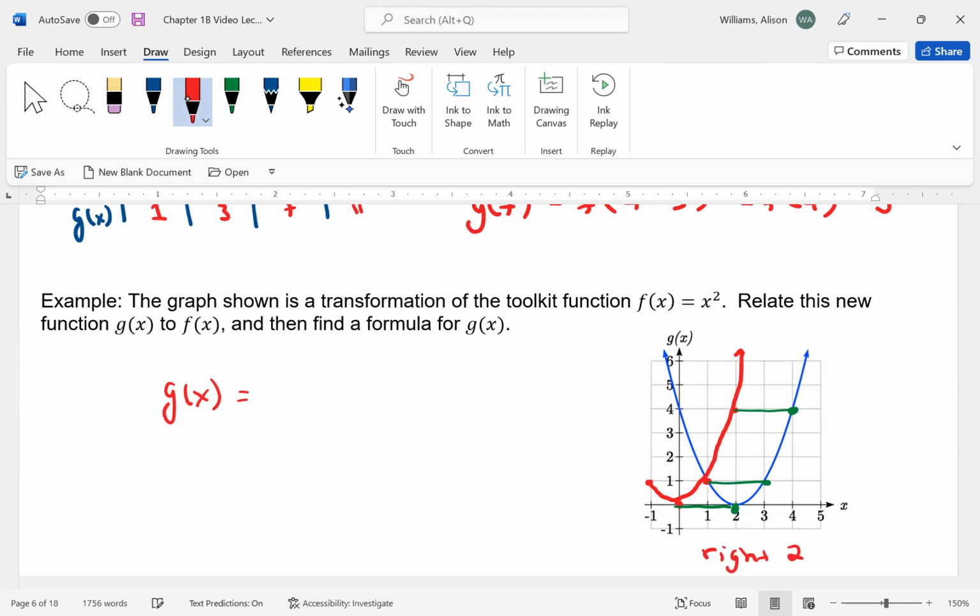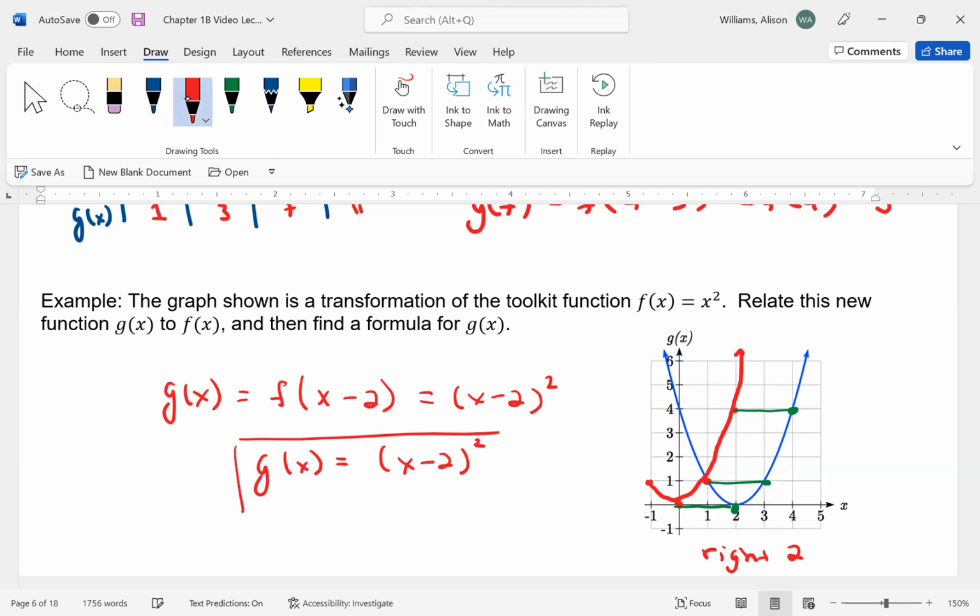So in order to make that work for f of x, I have to do the opposite. I'm going to subtract 2 from x, which visually in the equation is x minus 2 squared. So that is g of x. It's x minus 2 squared. That is a right shift on the parabola of x squared. That's how that equation is going to play out.